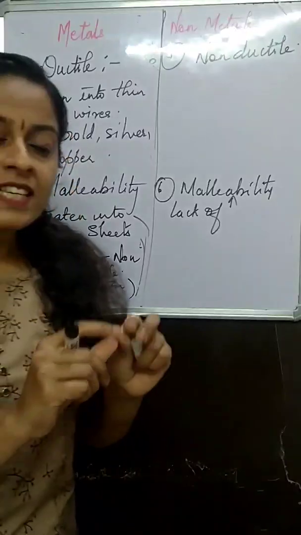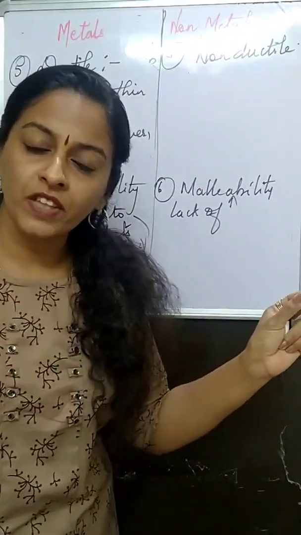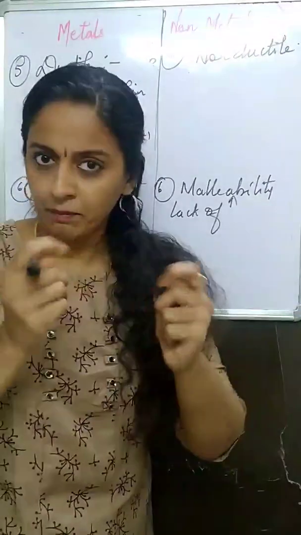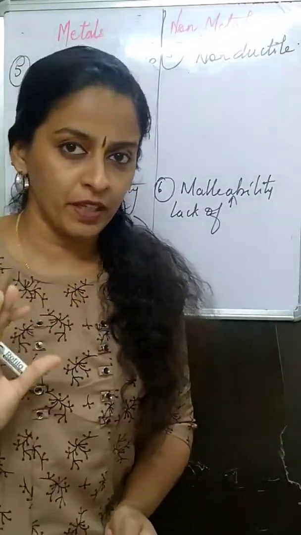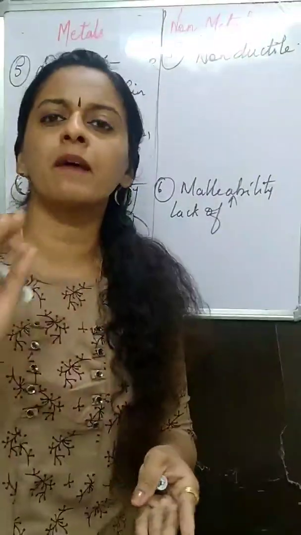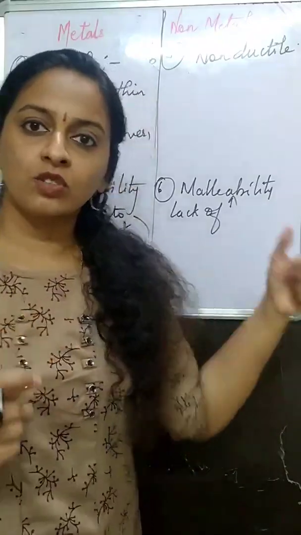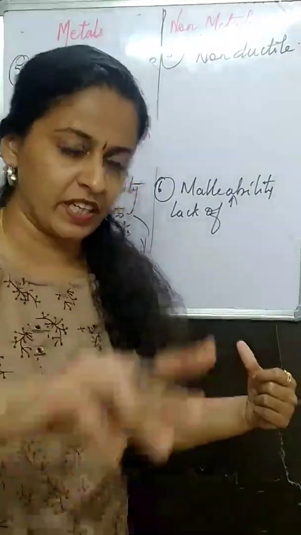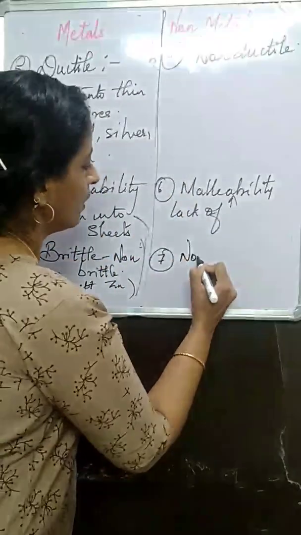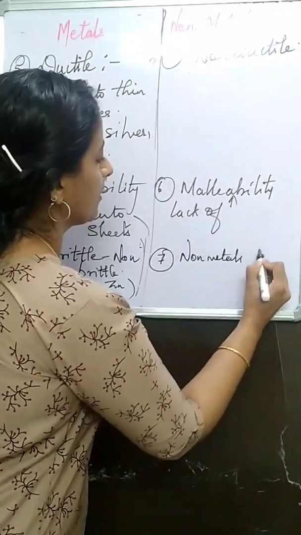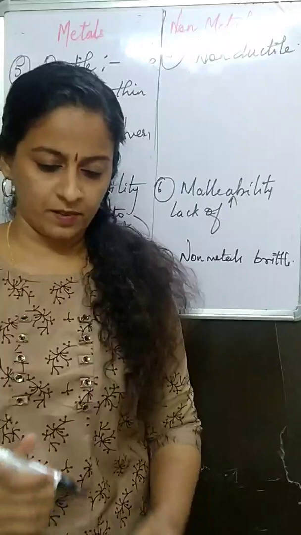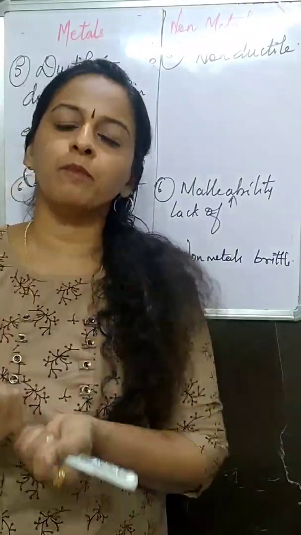Metals can be drawn into thin wires and beaten into sheets, but you can't break them. So metals are non-brittle, except zinc. We can't beat zinc into sheets because it breaks, so this is an exception. Zinc is brittle. If you go to non-metals, they are brittle. They can be easily broken.